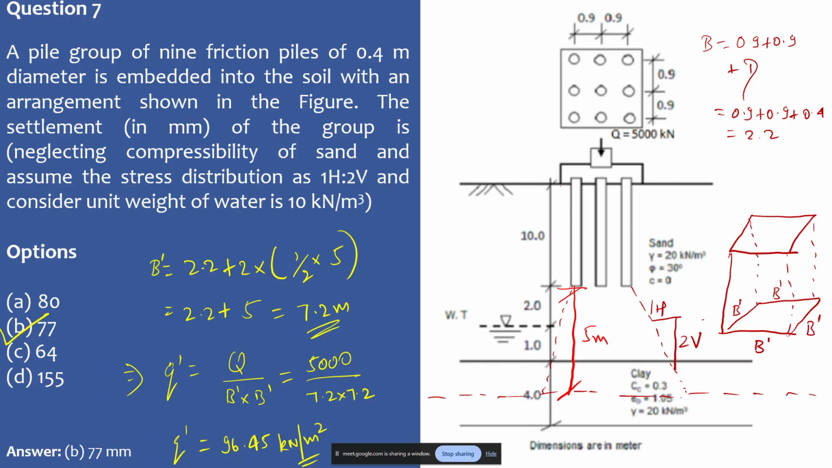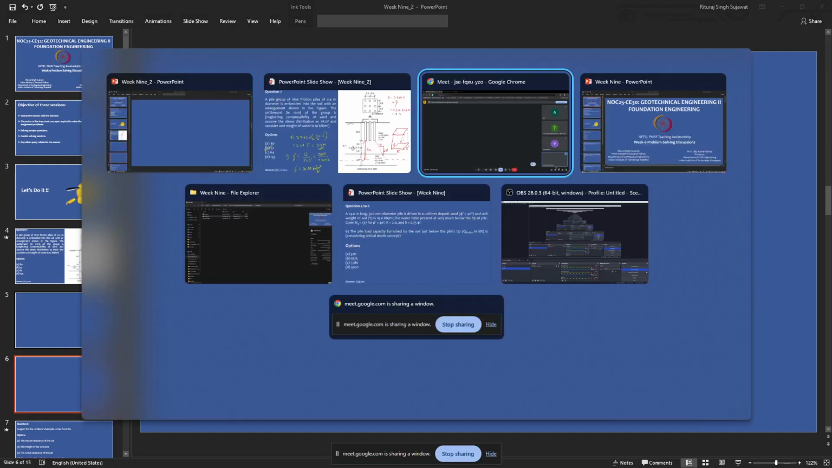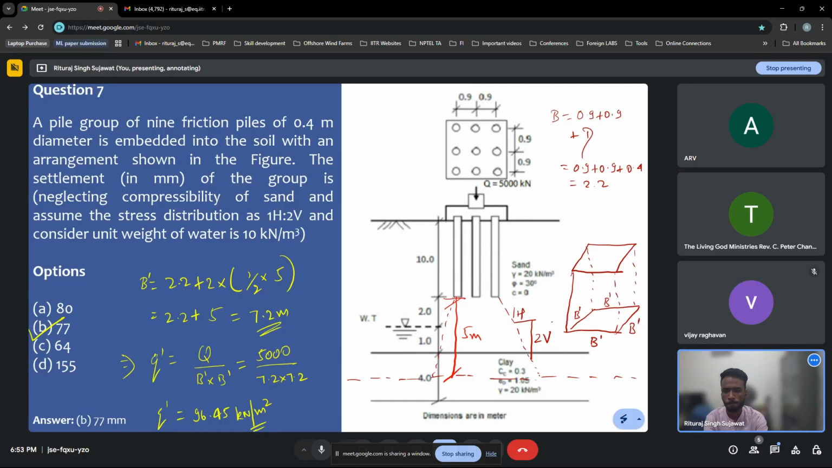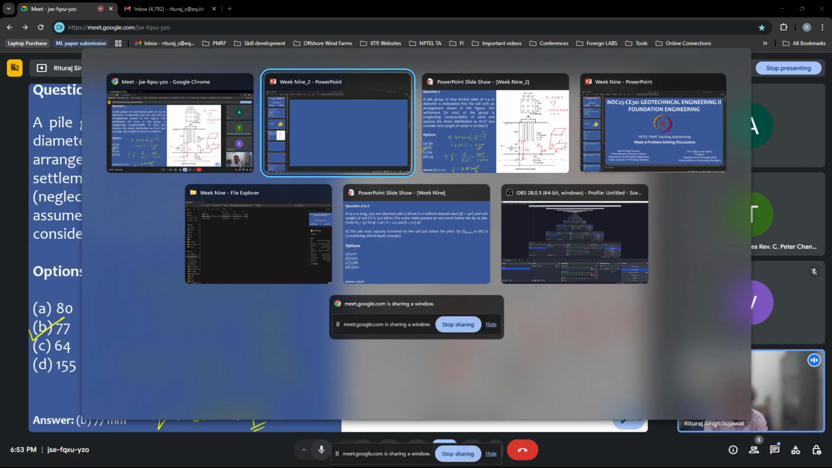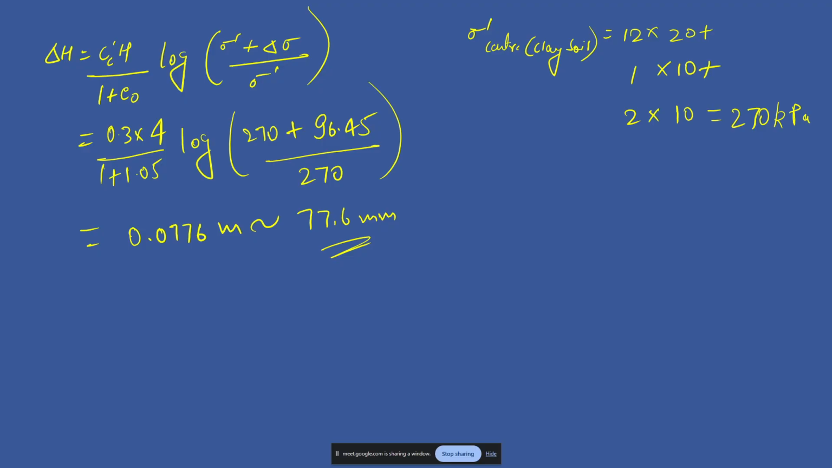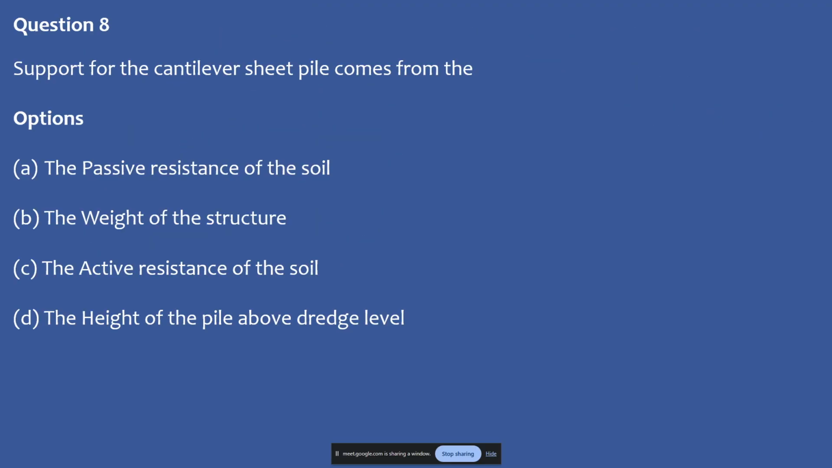Then any doubt in this, guys? Anything? Yeah, if not, then I think we can move to our next question. So this is the theoretical question. You have been asked, for supporting the cantilever sheet pile, what is the basic mechanism?